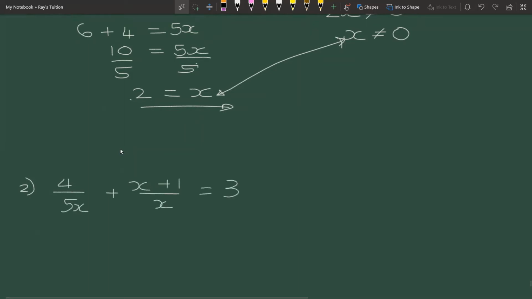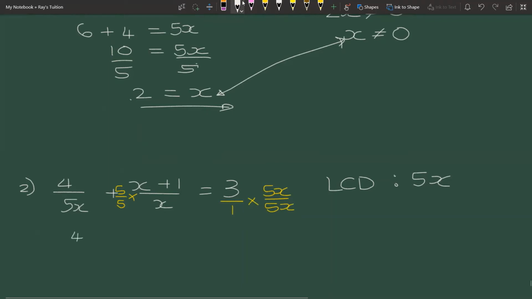So the next one is 4 over 5x plus x plus 1 over x is equal to 3. Once again, we find the LCD. The LCD between 5x and x is 5x. And then we will multiply through with that LCD. This one here is already over 5x, so we don't have to do anything. This one here, we have to multiply by 5 over 5 because it's over x. A 3 can be written as 3 over 1, and that we would have to multiply by 5x over 5x.